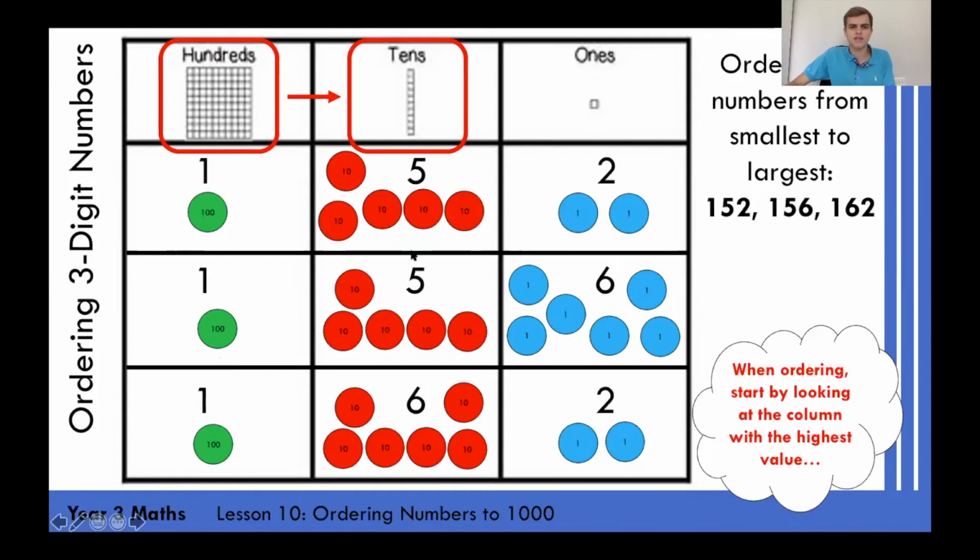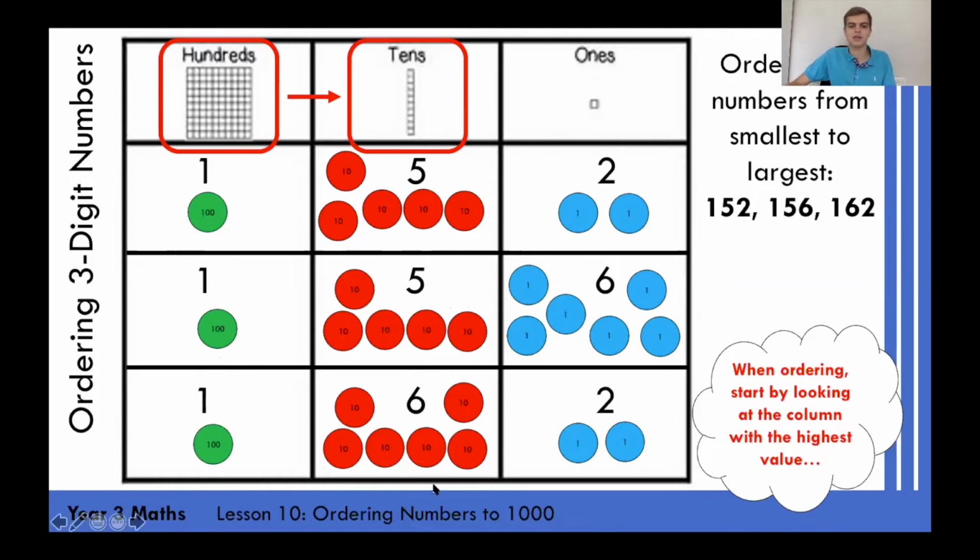This one's got 5 tens. This number's got 5 tens. This number's got 6 tens. Okay, so which number then out of these numbers is largest? Is it the number with 5 tens, or the number with 6 tens? Well done, our bottom number is the largest number, isn't it?